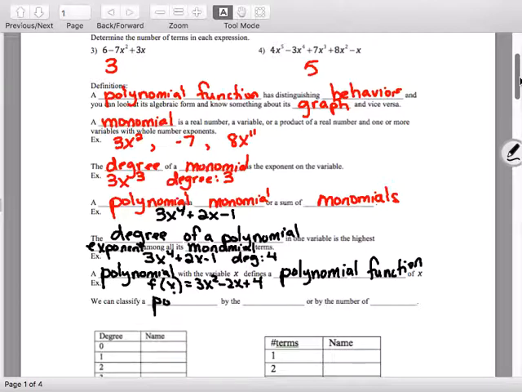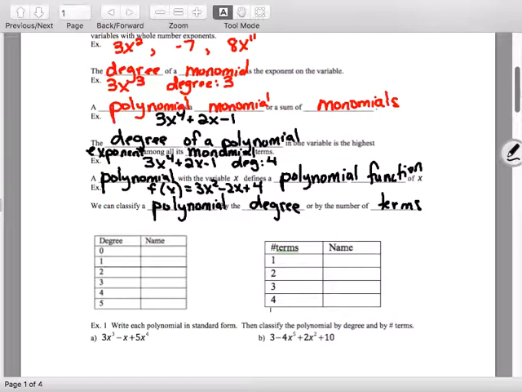We can classify a polynomial by the degree or the number of terms. Today we're doing a lot of vocabulary, and we're going to pause and practice it once we get through this first sheet. So if I have degree 0, the name is a constant. If it's degree 1, it's linear. Degree 2 is quadratic.